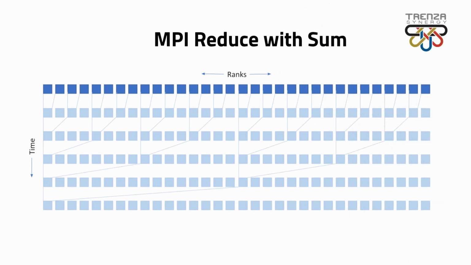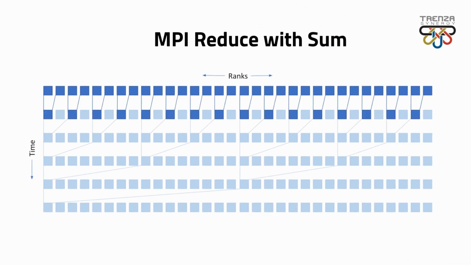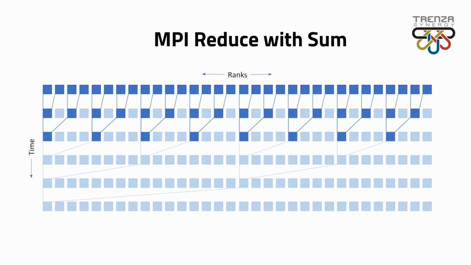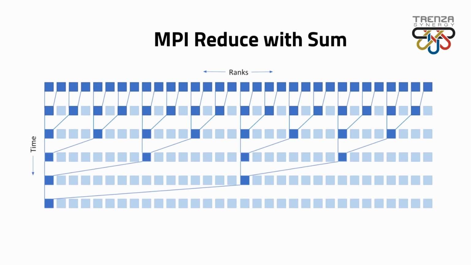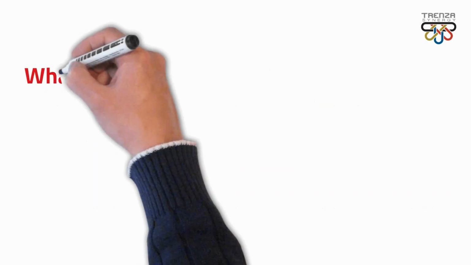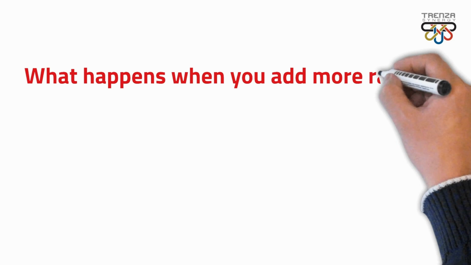The way this works is that every other rank would send its solution to a neighboring rank, and that neighboring rank would take that sum plus its own sum together. And then every other one of those ranks would send the new sum to its new neighbor, which would then add those sums together. And this goes on until there is only one data point left and all the data has been added together. What happens to this operator when you add more ranks?